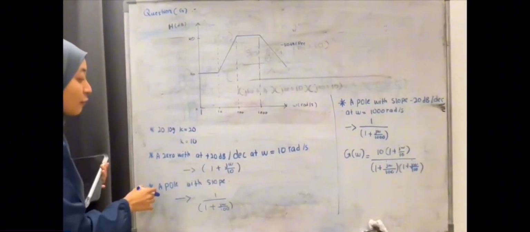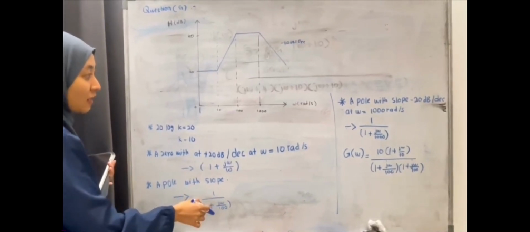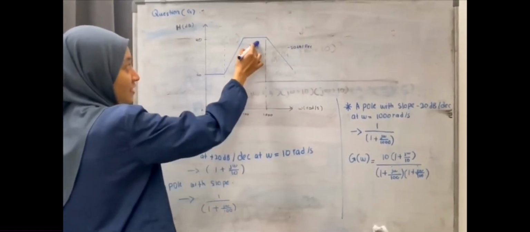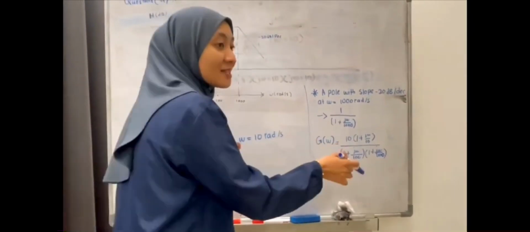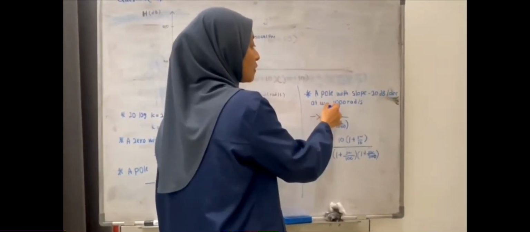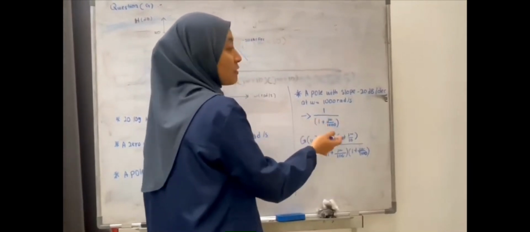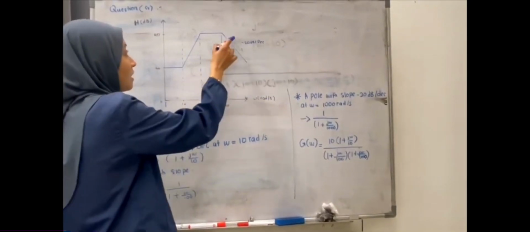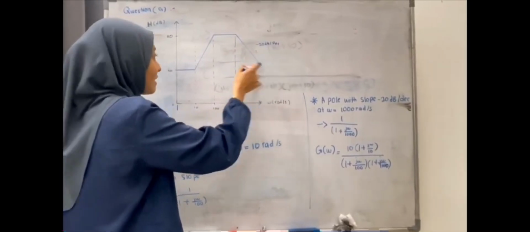So next, a pole with slope. We get 1 over 1 plus j omega over 100. As you can see from the graph, it is flat at first. Next is a pole with slope negative 20 dB at omega equal to 1000 radian, so we get 1 over 1 plus j omega over 1000. As you can see from this graph, after 1000 the graph will decrease at negative 20 dB per decade.